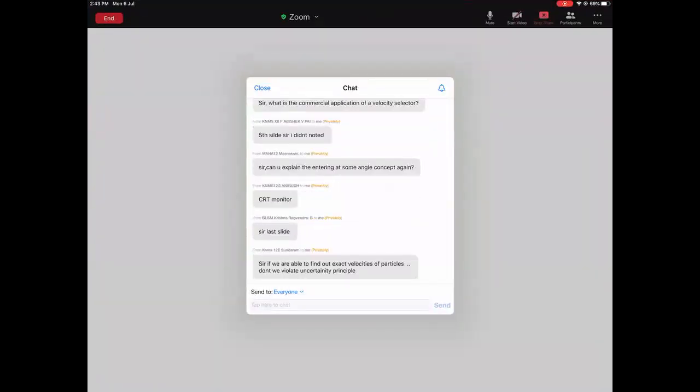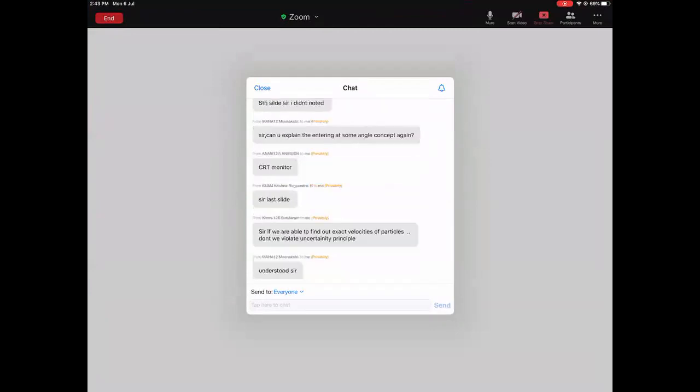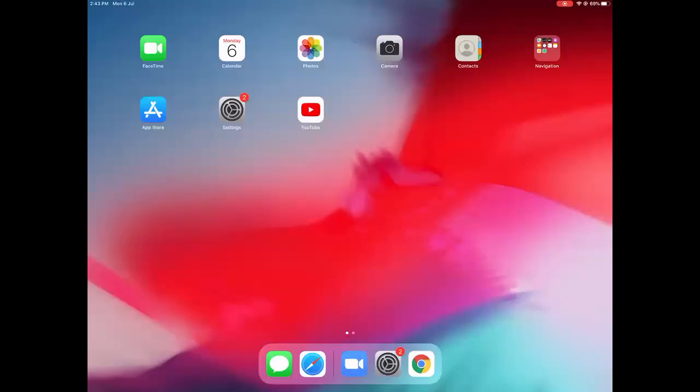If you're not able to find out the exact velocities, don't we violate the uncertainty principle? Don't worry, physics is not so simple. There are many, many more questions. That is why we are still working. Otherwise, mankind would have known everything.